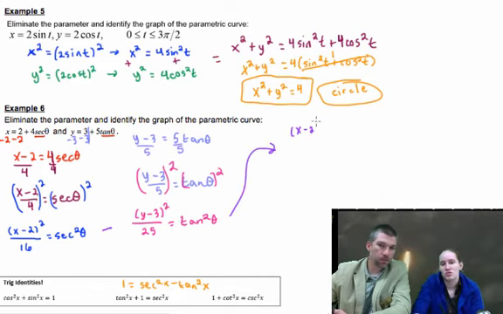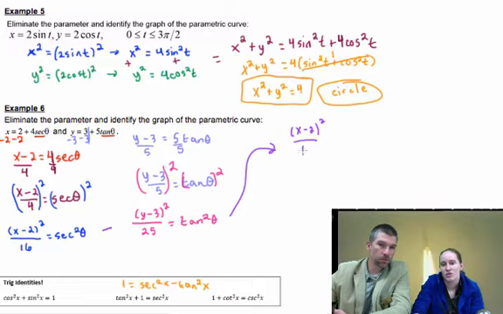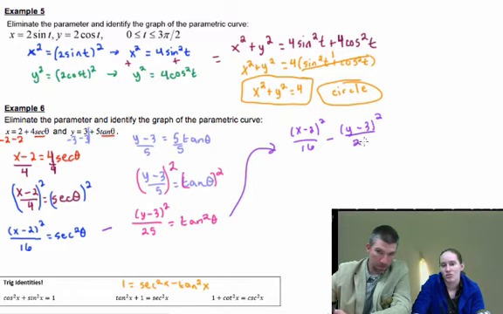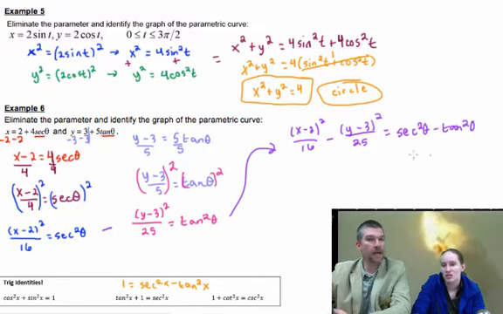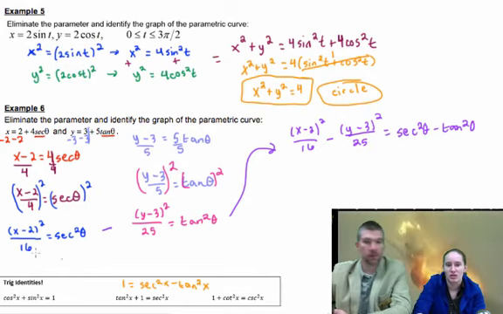x minus 2 squared over 16 minus y minus 3 squared over 25 equals secant squared minus tangent squared. Now we're subtracting our right sides, which is 1 because of our identity down here. So that goes away.